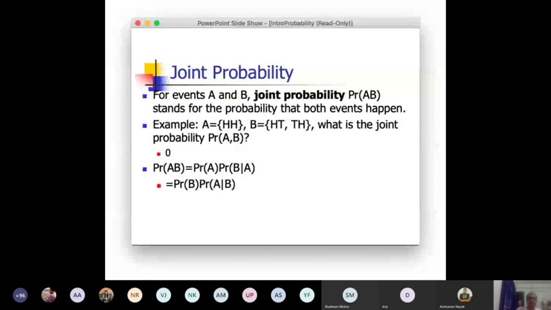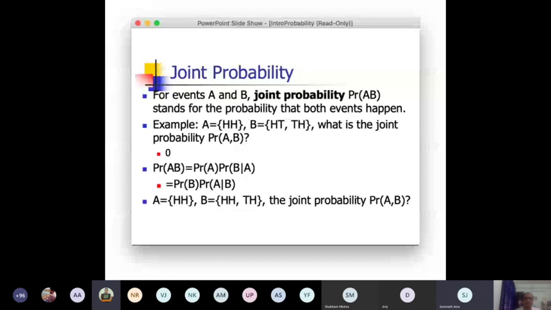Same thing. Suppose this is a condition, once again, the other one. So A is HH and B is HH, TH. So what is the joint probability of A and B? 1 by 4. 1 by 2, sir. See, if A occurs, what is the probability of B given A? That is equal to 1, and probability of A equal to 1 by 4.